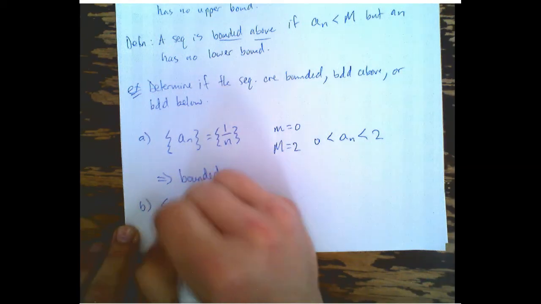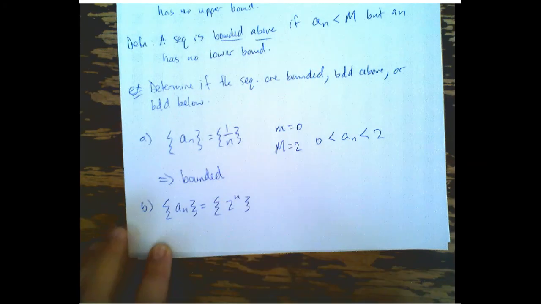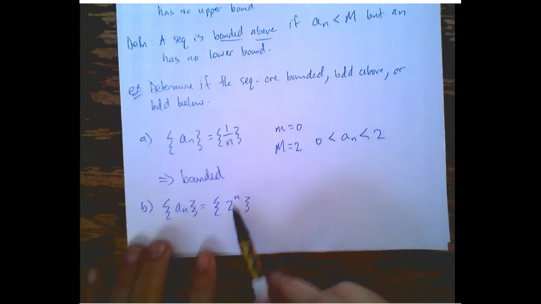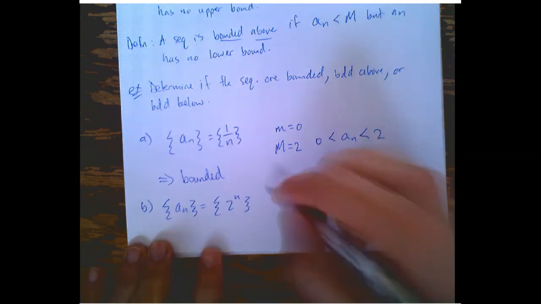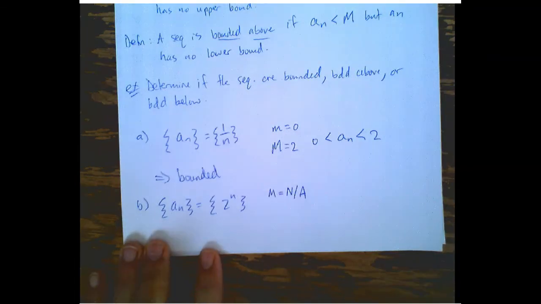How about sigma a_n is 2 to the n? So again, n ranges from 1 to infinity. At 1, we would get 2. At 2, we would get 4. At 3, it would be 8. At 4, we would get 16, and so on and so forth. So you can see here that this grows and grows forever. So there is no upper bound. Big M is not applicable.